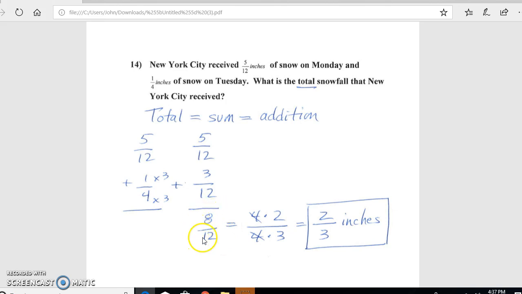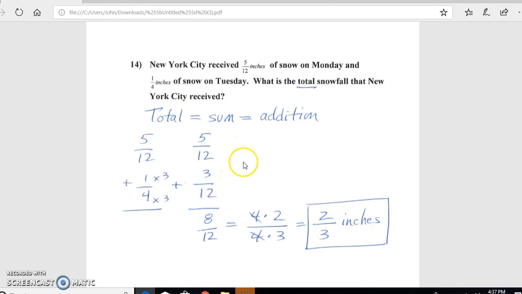And 8/12, I need to simplify that. So the 8, I can break it down into 4 times 2. And the 12, I can break that down into 4 times 3. The 4's cancel, and I'm left with 2/3, or 2/3 inches of snow.